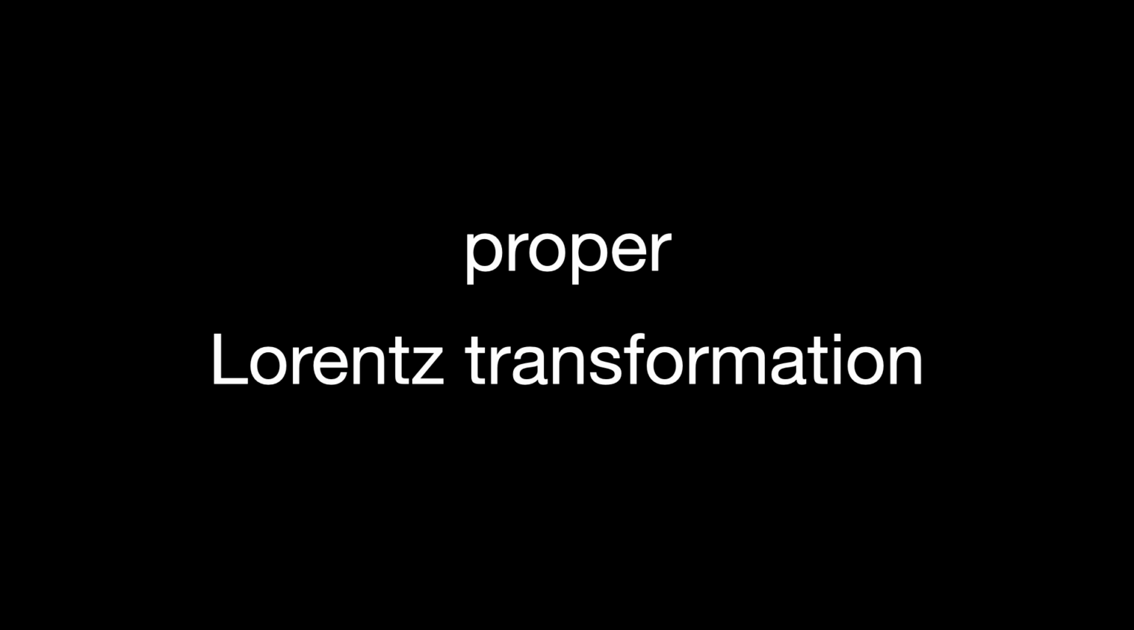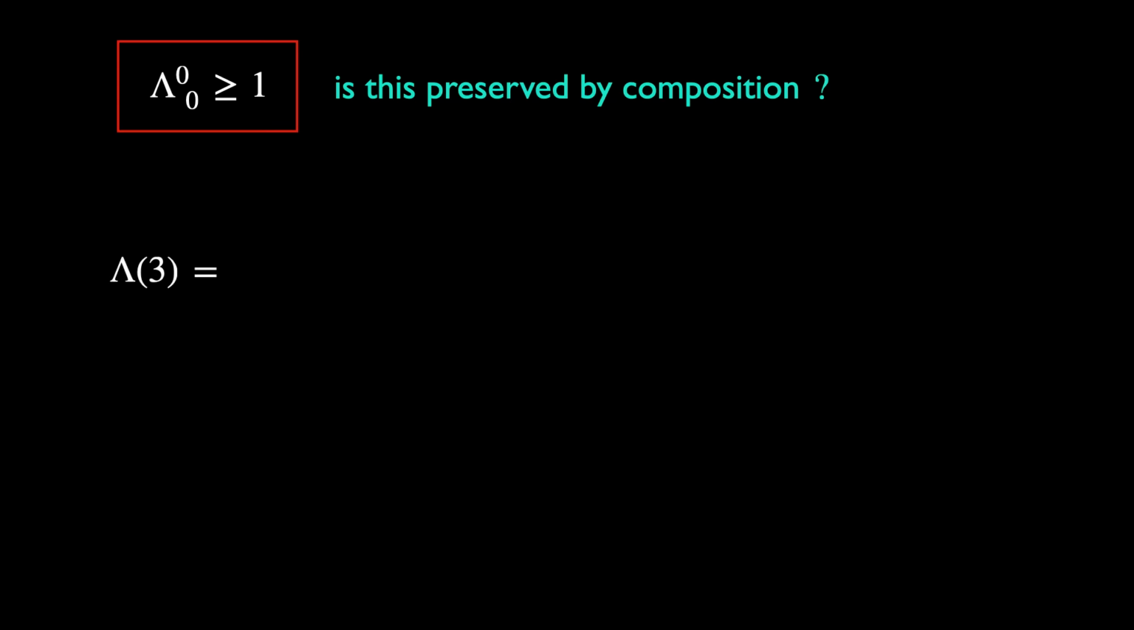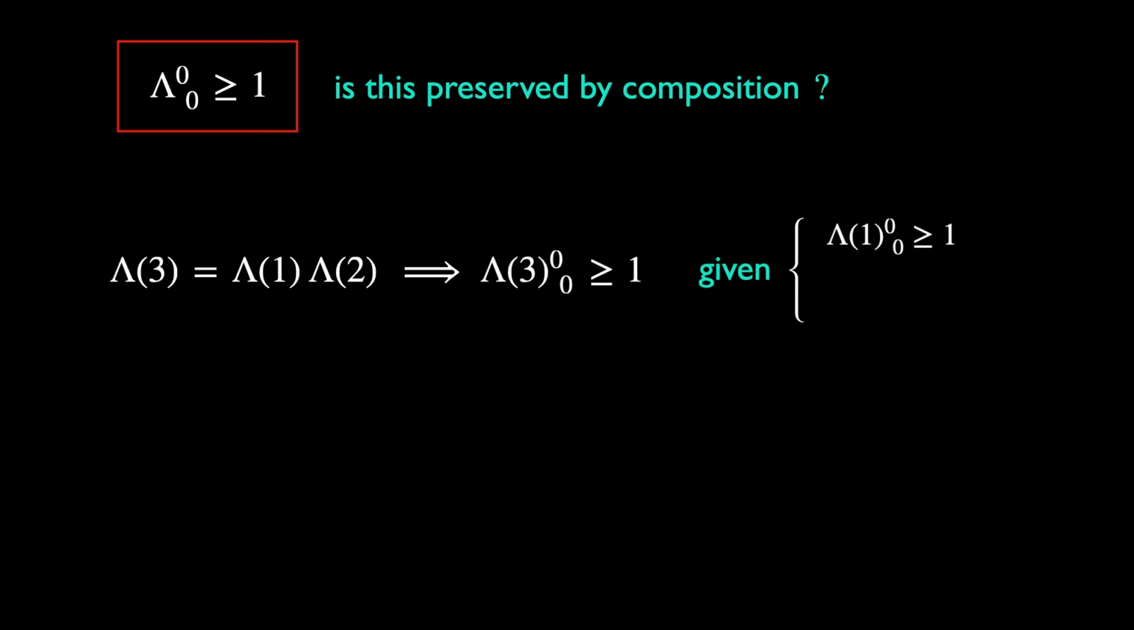The Lorentz transformations that we have been talking about belong to the category of proper Lorentz transformations. These are essentially transformations that are connected to the identity and lead to two properties. The first is that the 0,0 component of the transformation must be greater or equal to 1. A question then occurs if this property is preserved by composition. That is, if two Lorentz transformations, lambda 1 and lambda 2, both possess this property, would this be true for their composition, lambda 3?